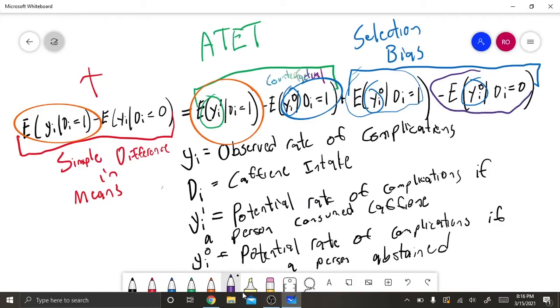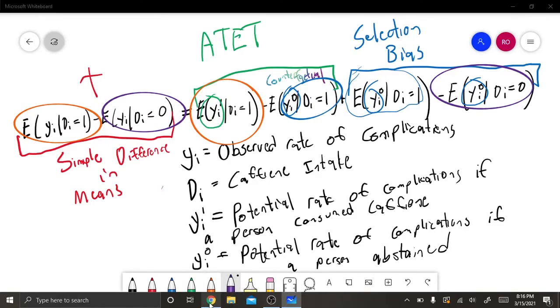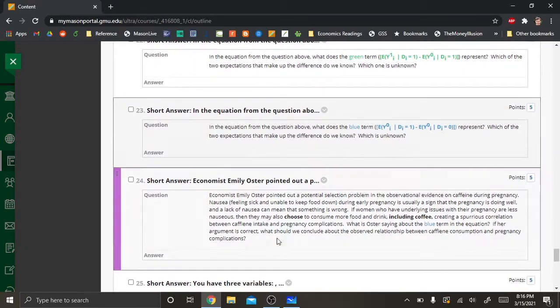This term here is actually equal to this term here. So this term we know, it's just the observed rate of complications for people who abstained. And this term here is the one we don't know. It's the potential rate of complications of the people who did consume caffeine in an alternate universe where they didn't consume caffeine. So that's your answer to the third one.